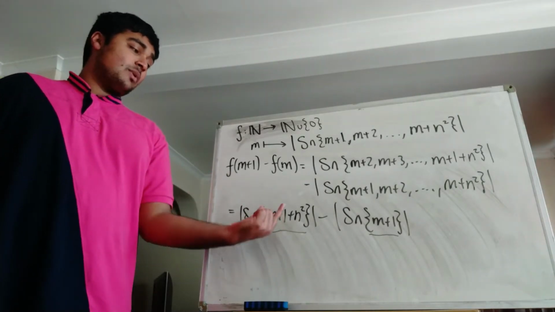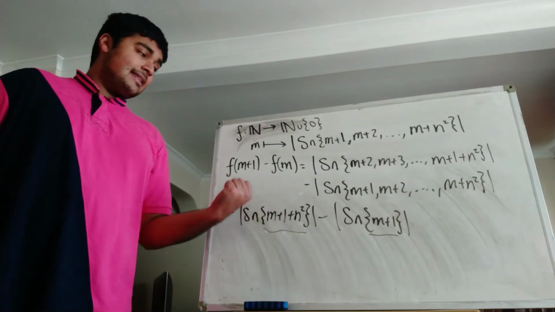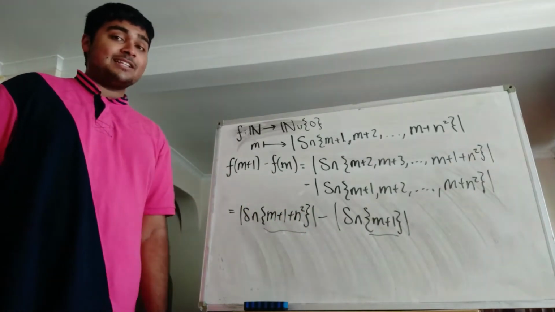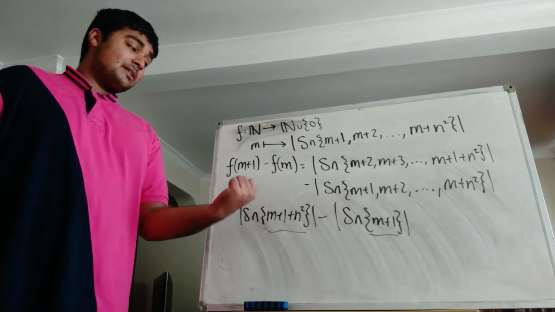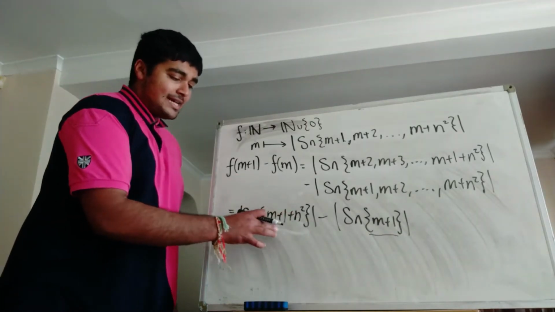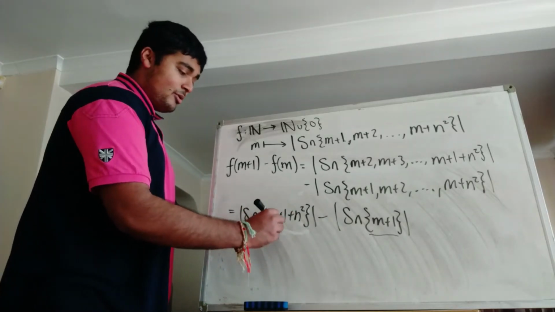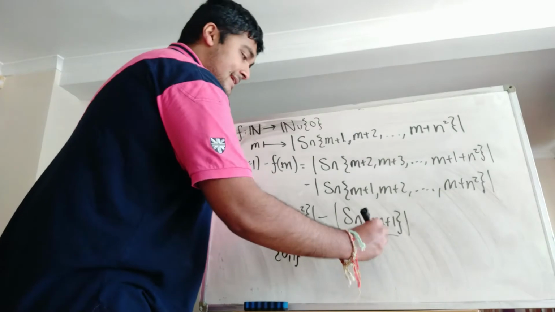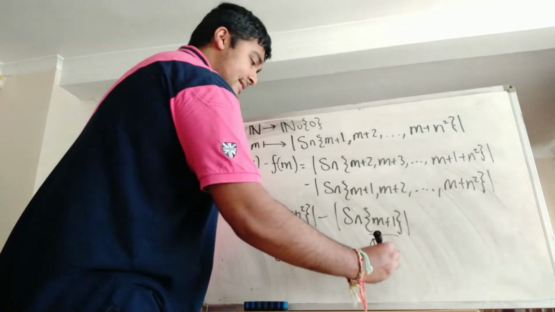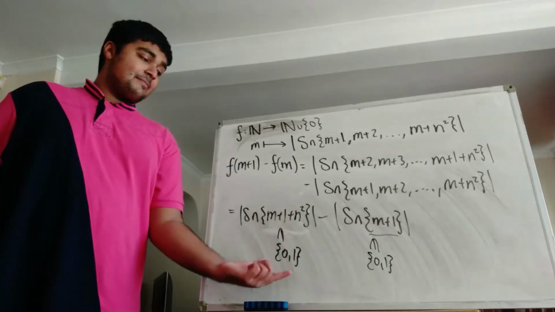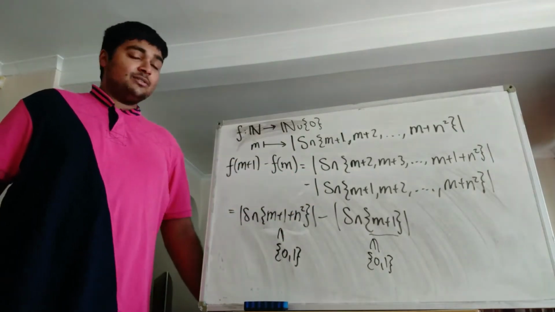So if m plus 1 plus n squared is in S, then this guy here, when we evaluate it, will just be the set with m plus 1 plus n squared in it. Or if m plus 1 plus n squared is not in S, then this will just be the empty set. So when we take the cardinality of it, it'll either be 0 or 1. So this guy here is either 0 or 1. And for the exact same reason, this guy here is also either 0 or 1. So f of m plus 1 minus f of m is something which is 0 or 1 minus something else which is 0 or 1.